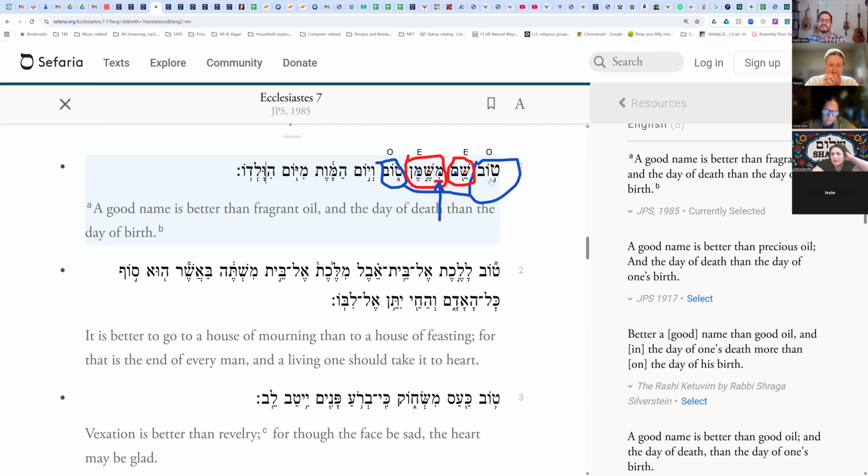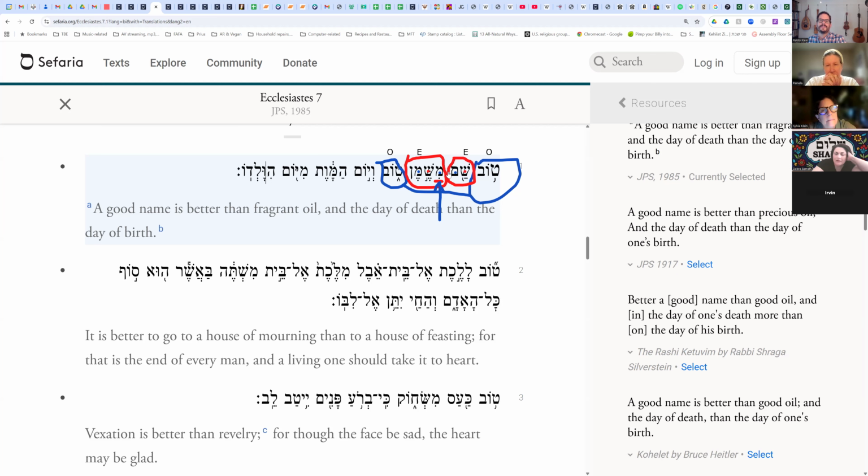But in any case, better is a name than good oil. That would be the literal translation. Obviously, we would say it might mean something like better is a name than fine oil. Now, let's just interpret that for a second. What does it mean? Having a good name is of preferable value than having the finest of oils.